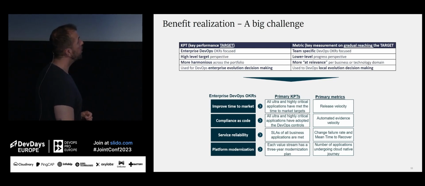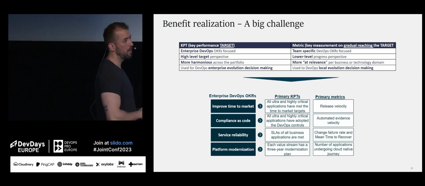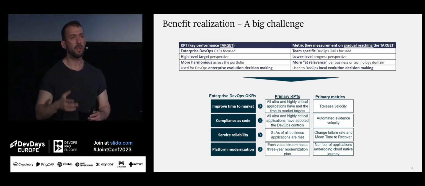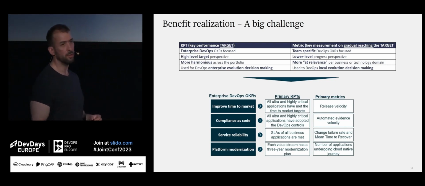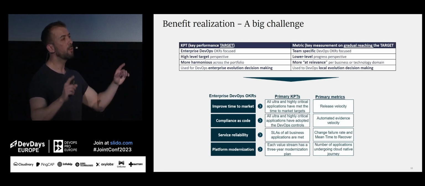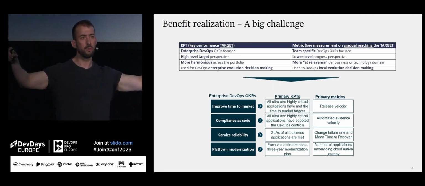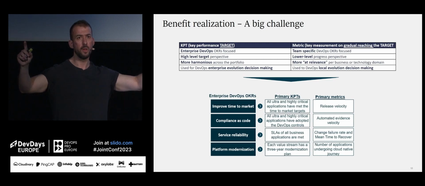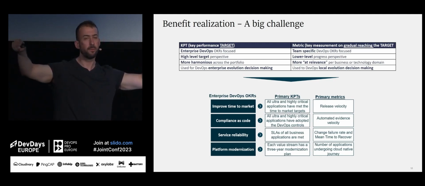So all ultra and highly critical applications, this is application criticality levels in the industry, have met the time to market targets. And this can be whatever. The metric you're using for this one is release velocity. So basically, normally it is commit to production. That's what normal organizations do. But then your release velocity is everything in between.